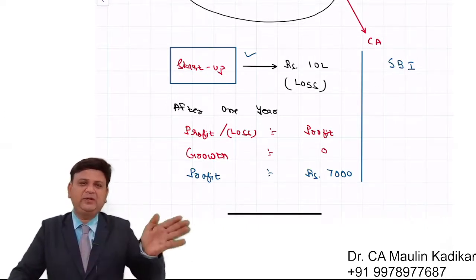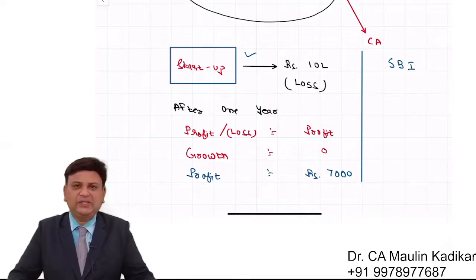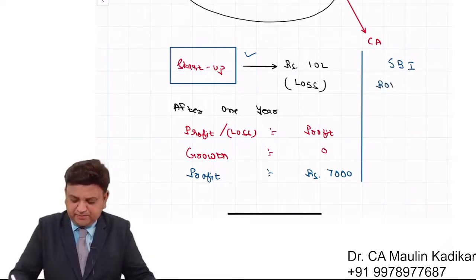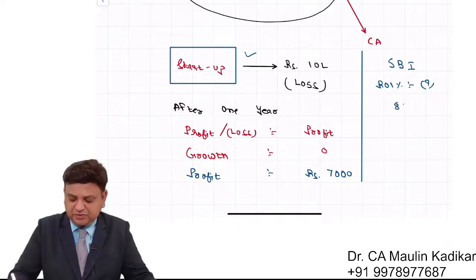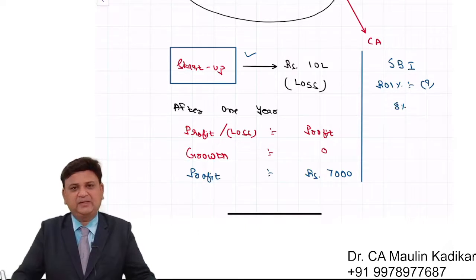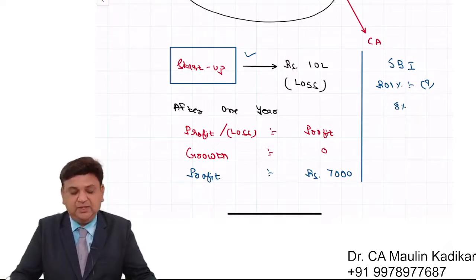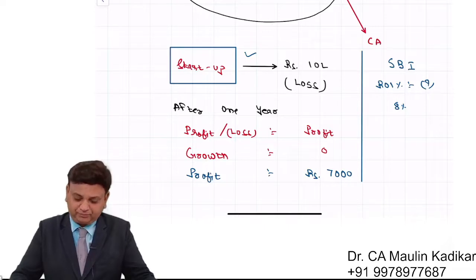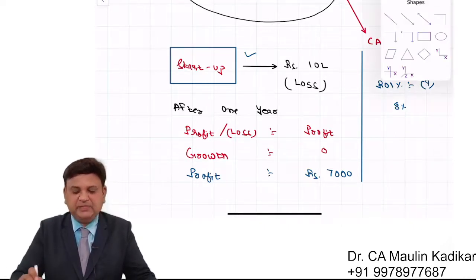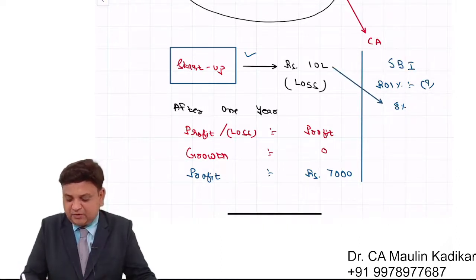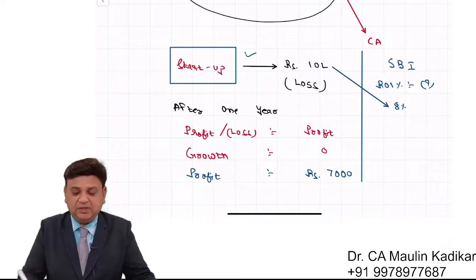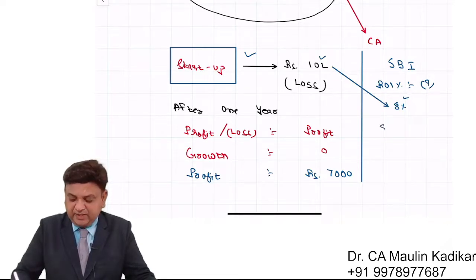Then he told me, Maulin, you just go and inquire what is the rate of interest for a 1 year deposit. I made the inquiry, and the rate of interest for a 1 year deposit was found to be, let us say, 8%. So I told my dad, Dad, the rate of interest is 8%. So my dad explained to me something like this. He told me, Maulin, if we invest 10 lakh rupees at the rate of 8%, then the interest income will be 80,000 rupees.